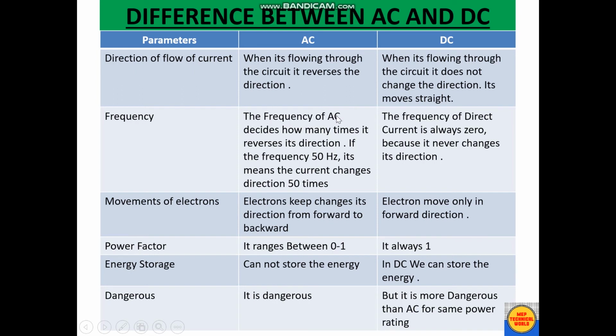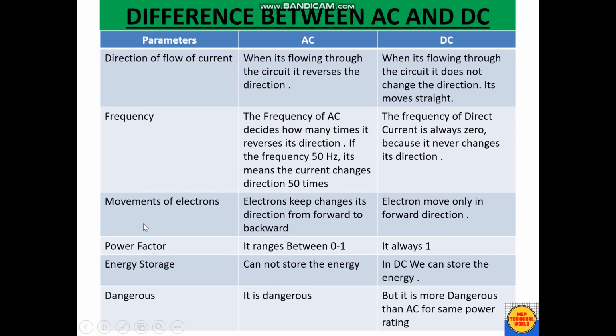Now come to another parameter, which is frequency. The frequency of AC decides how many times it reverses its direction. Generally, the frequency of AC is 50 Hz or 60 Hz, depending upon the country. Suppose the frequency of AC is 50 Hz, it means the current changes direction 50 times. In terms of DC, the frequency of direct current is always 0 because it never changes its direction.